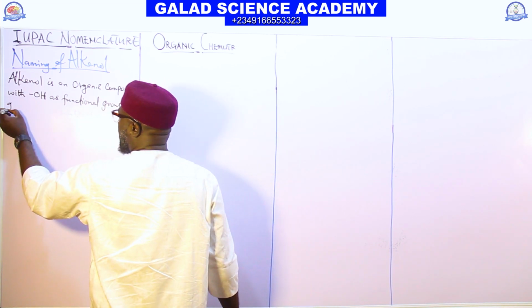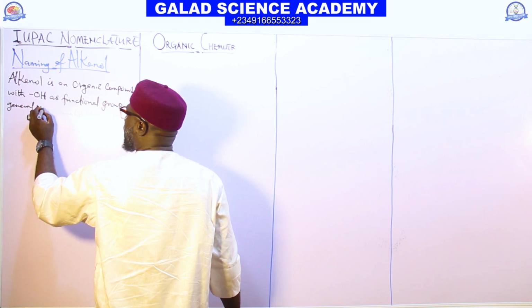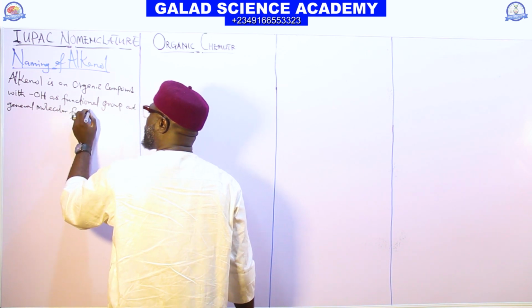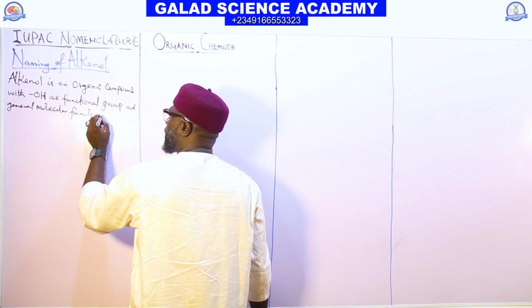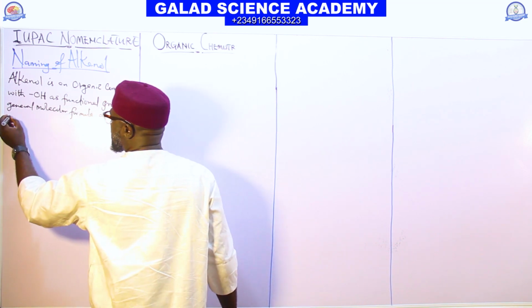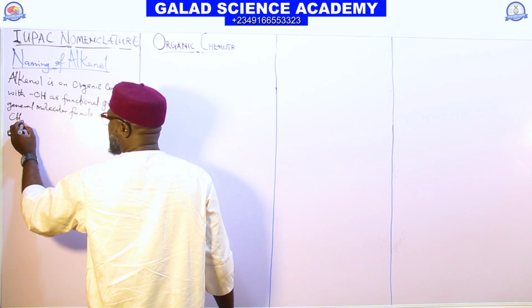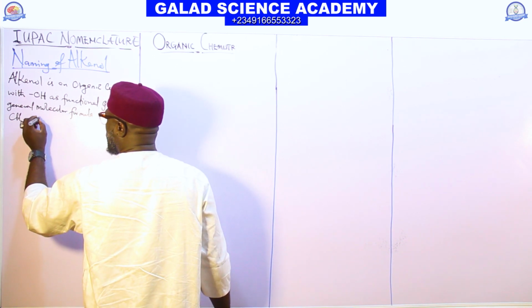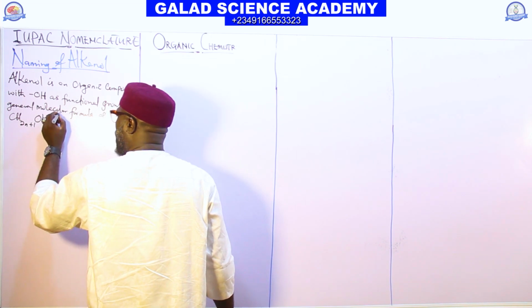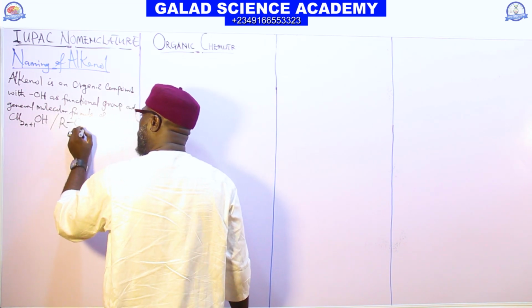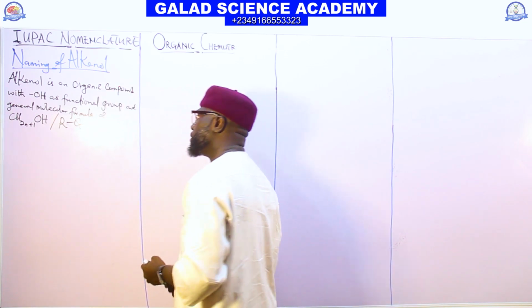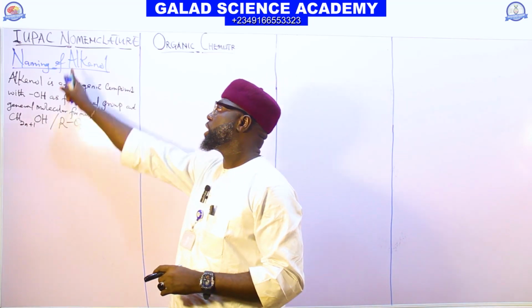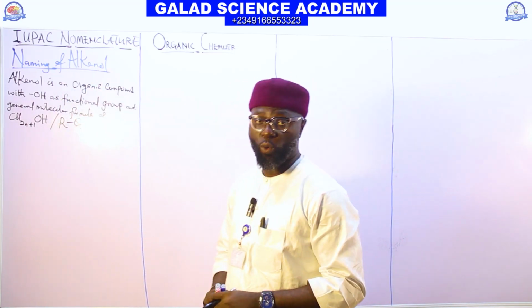And general molecular formula of CnH2n+1OH or ROH. So any organic compound that has OH belongs to the alcohol, which is alkanol.